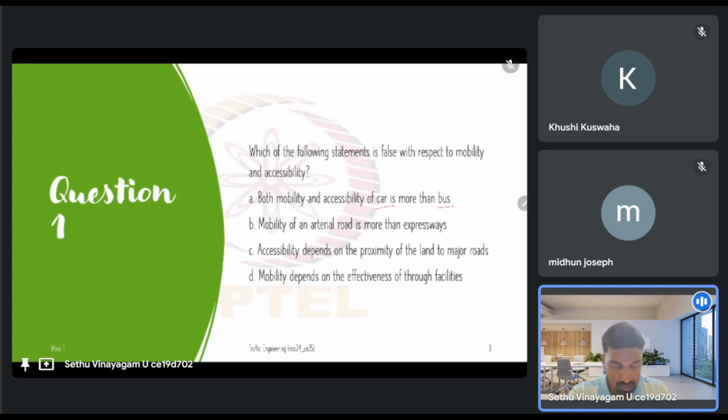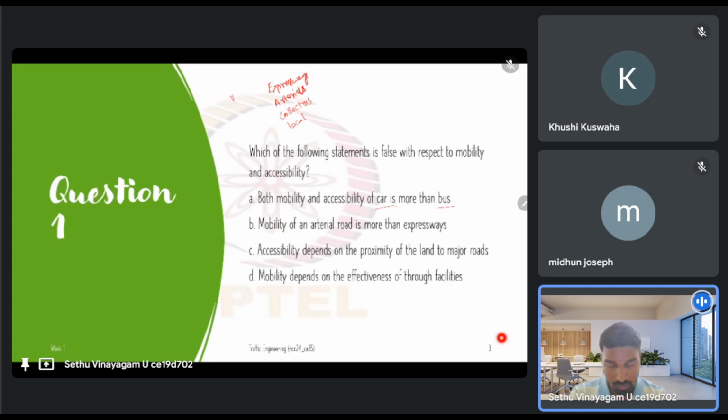Whereas the second statement is with respect to the facilities. So the mobility of an arterial road is more than an expressway. This is not correct because, when you look at the urban area, the classification of the roadways is, we have the expressways, then we have arterials and subarterials, then we have collector roads, and then we also have the local streets.